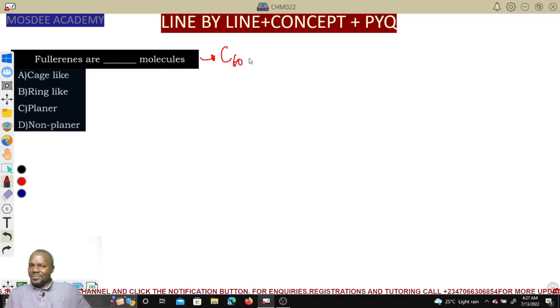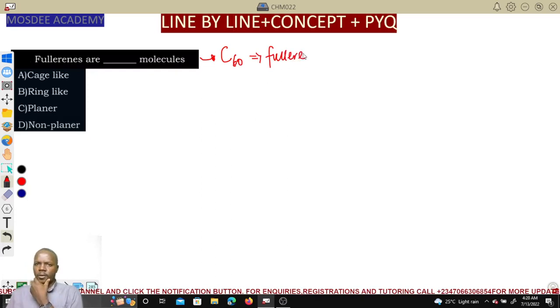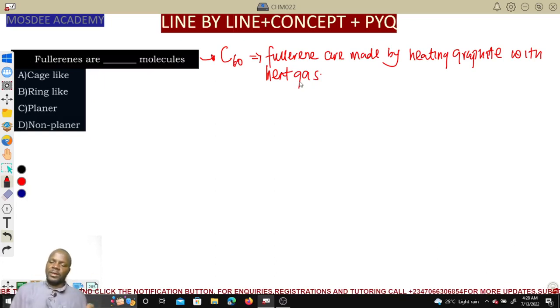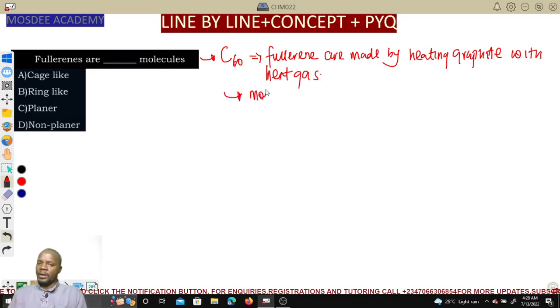They are basically made by heating graphite. For fullerenes, let me write some concept. Fullerenes are made by heating graphite with inert gas. Short concept, inert gas, which is needed for you to pass the exam. So keep it in mind. So I told you the highest for now is C60, so the molecules are said to be molecules of fullerenes.